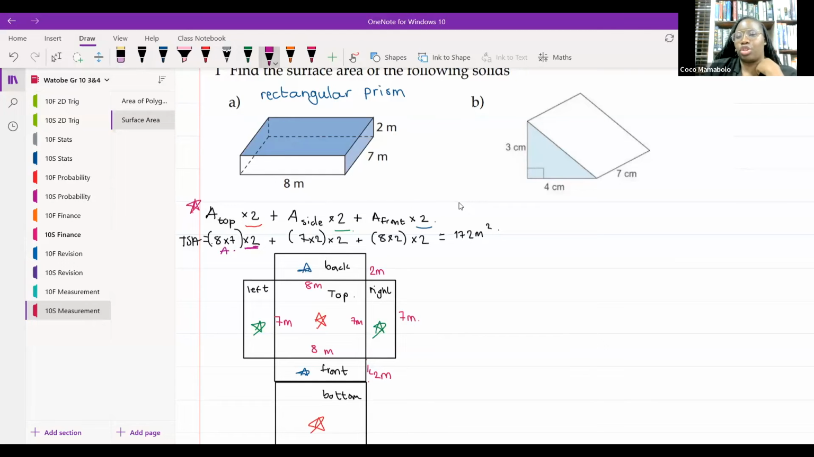Right. Let's look at question B. Now, if we had to do the development of this particular shape, this triangular prism, what types of shapes would it be made of? What 2 shapes would this triangular prism be made of?